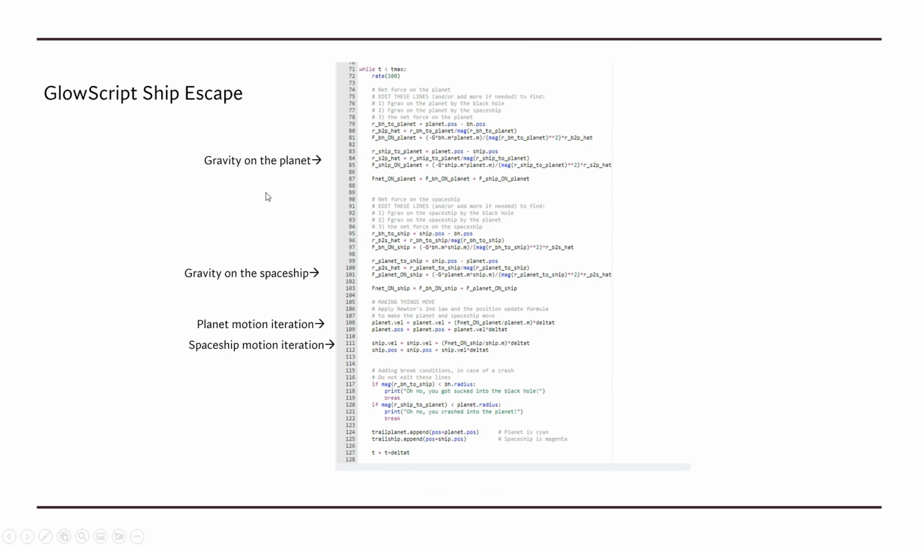This is the second GlowScript program. Up here, we're calculating the force of gravity on the planet. And in the second chunk of code here, we're calculating the gravity on the spaceship. And then down here in this third chunk, we are iterating the motion.